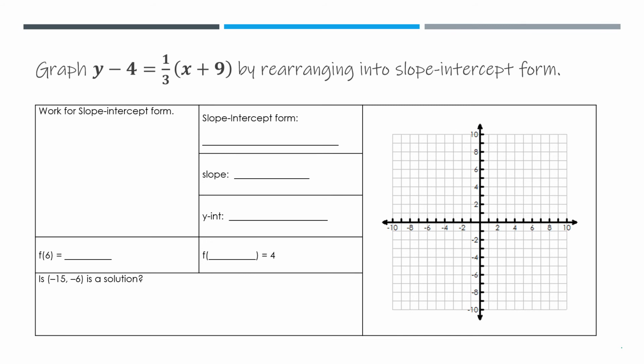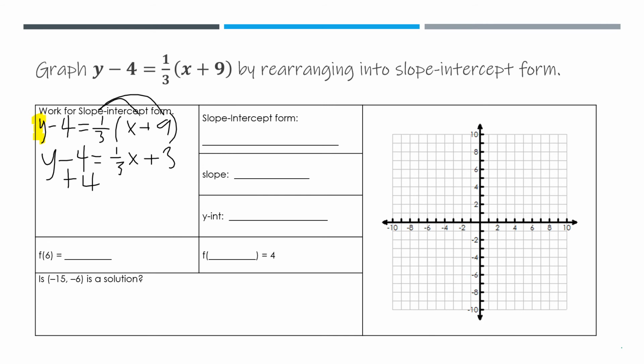So our next example, we're going to graph y minus 4 equals 1/3 times x plus 9. So first I need to rearrange this into slope-intercept form. What I'm going to do first is distribute this 1/3 rather than getting rid of the fraction, because right now my y value doesn't have a coefficient. If I multiply everything by 3, then I'm going to end up with a coefficient there, and it's going to be a little bit longer to solve. So if I distribute, I have y minus 4 equals 1/3 x plus 3, and then I can just move the 4 over and I'm done.